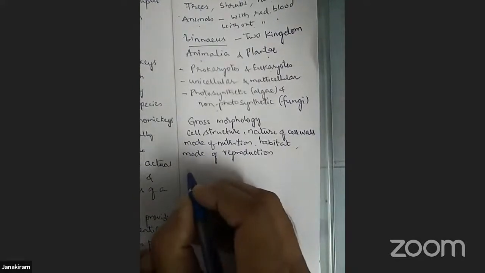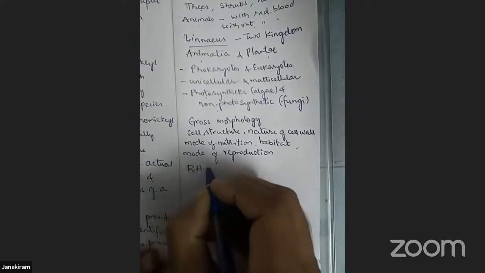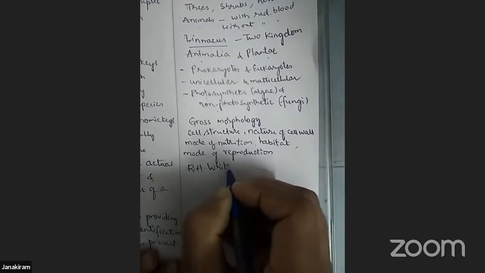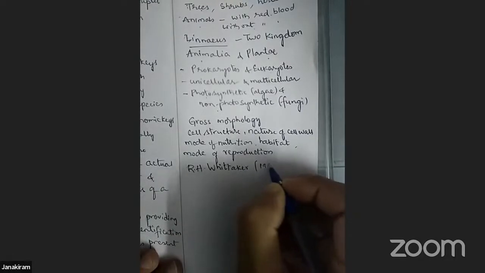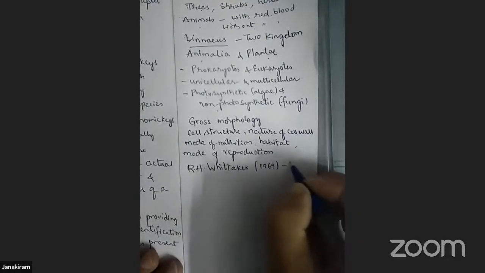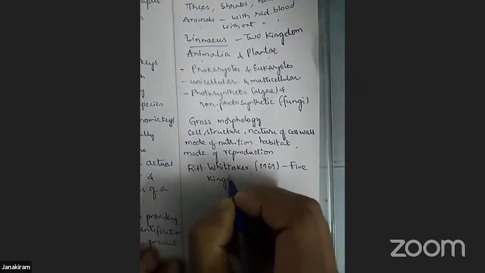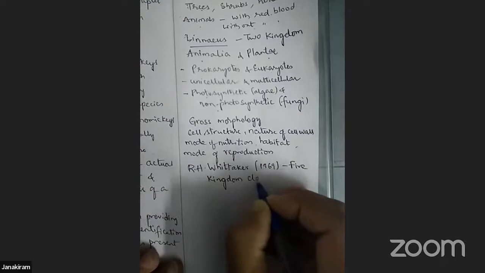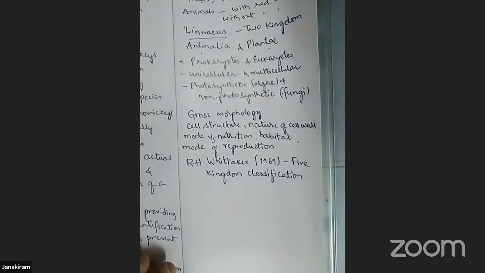Later, one more important classification to consider is the Five Kingdom classification, which was given by the scientist R.H. Whittaker in 1969. This is called the Five Kingdom Classification, which means all the living organisms were categorized into five kingdoms.